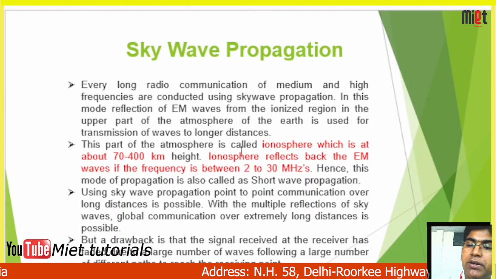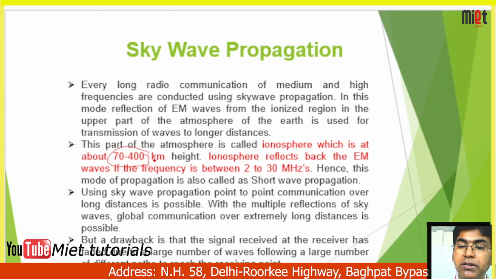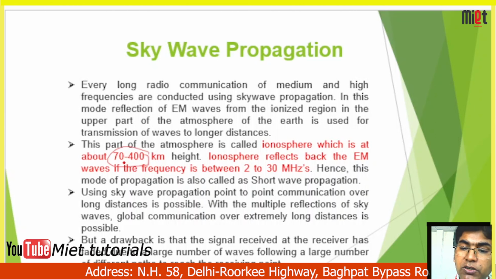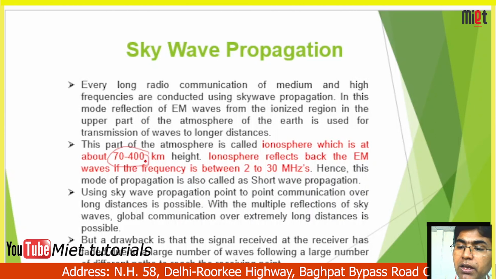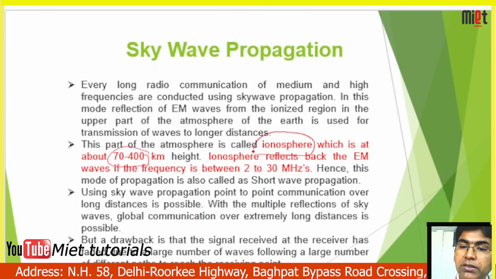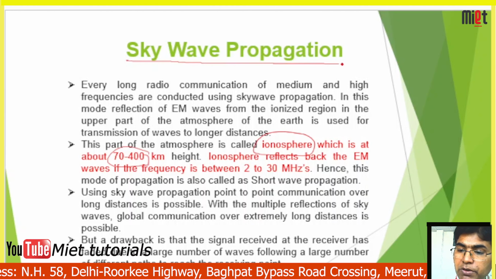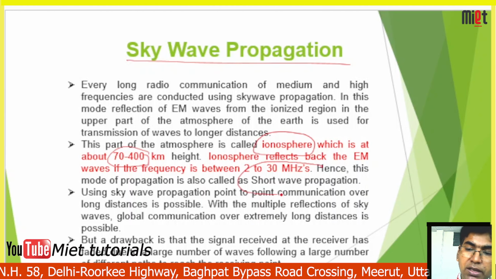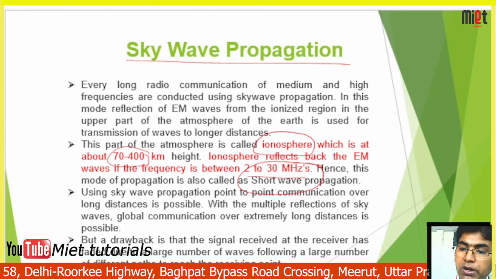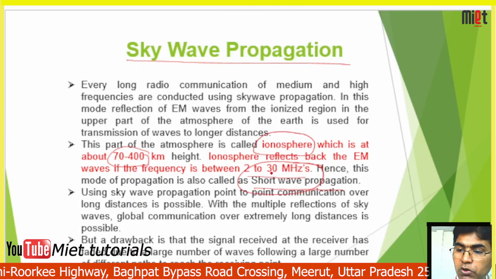The ionosphere region has been categorized between 70 to 400 kilometers above the earth's surface. This means a height of 70 kilometers to 400 kilometers constitutes the ionosphere, and from this ionosphere the wave gets refracted in ionospheric wave propagation. The frequency of ionospheric wave propagation is 2 to 30 megahertz, and this is also called short wave propagation, because the frequency is high, so lambda will be low, hence short wave.